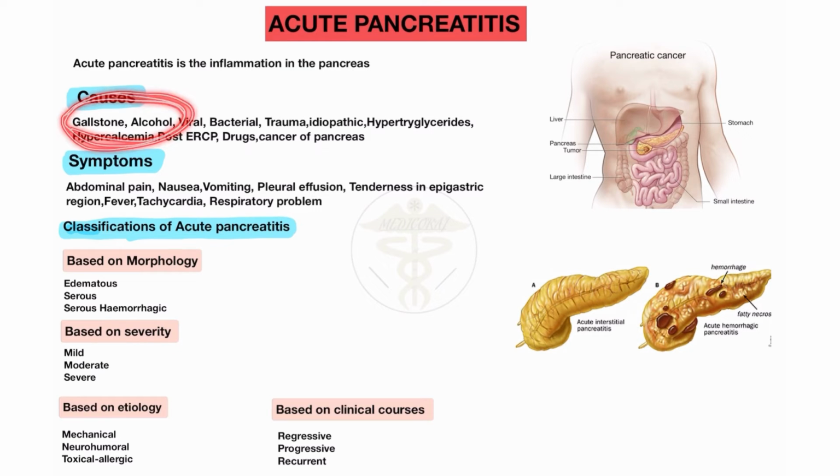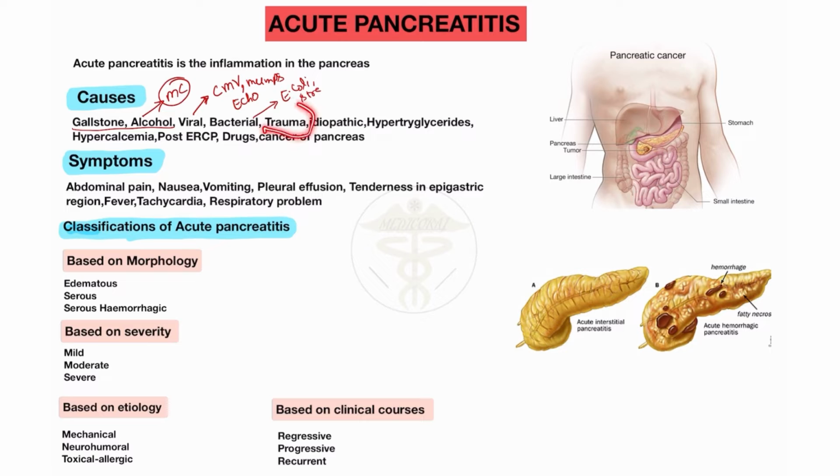When in the examination they ask which are the most common causes of acute pancreatitis, gallstone and alcohol are the most common. In most cases you will see gallstone or alcohol causing acute pancreatitis. Viral infections also cause it, like cytomegalovirus, mumps virus and echovirus. Bacteria like E. coli, streptococci and clostridium also cause acute pancreatitis.